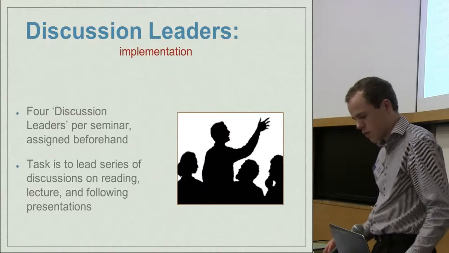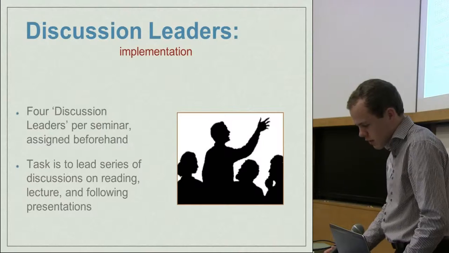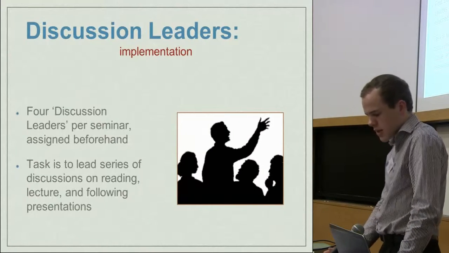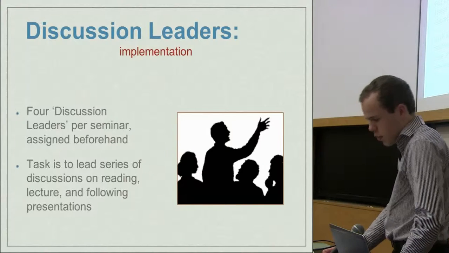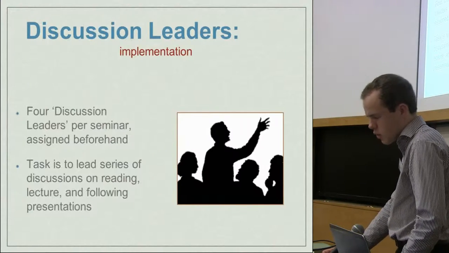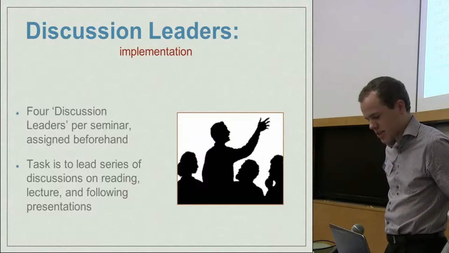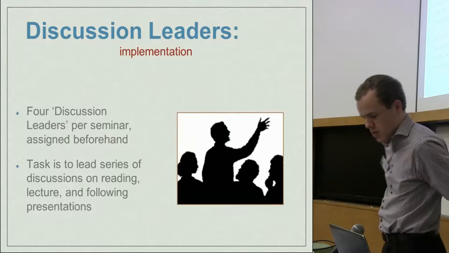Discussion leaders were assigned before term started, with approximately 4 discussion leaders per seminar. This was to ensure everyone had a chance to lead, but also because attendance can be very poor, and 4 discussion leaders ensured that at least one would attend. Their role was to take charge of discussions around the reading and the student presentations.